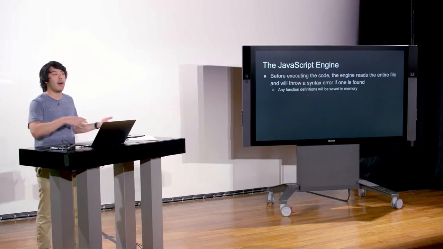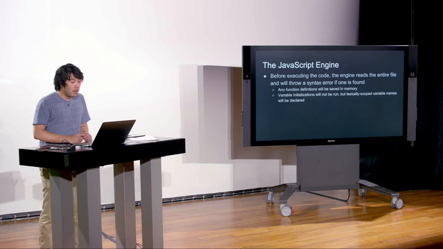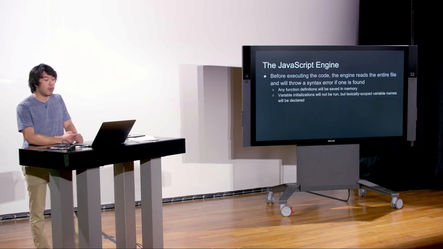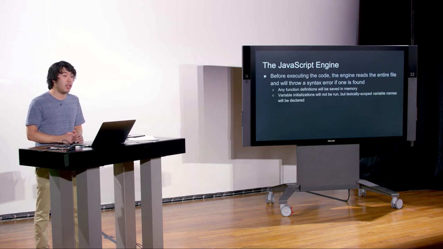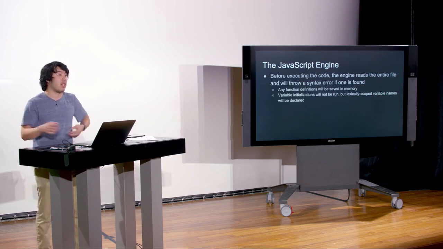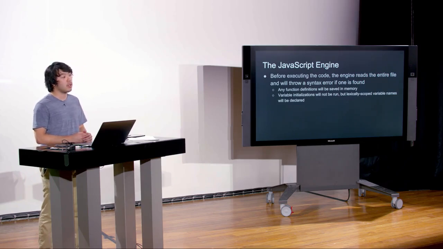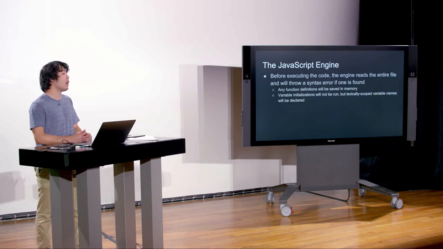And then any function definitions just get saved in memory. It says, hey, this is a function. Let's put this in memory. So if somebody wants to use it at line one, they're able to. Variable initializations, if they're lexically scoped, they will be declared, but they will not be initialized. Meaning anything declared with var will be declared, like this variable exists, but it's not going to be set equal to anything until later. And then there's a second phase called the execution phase, whereby the code is actually run, it's executed. And so that is when things like const or lets get both declared and initialized. Does that make sense to everyone?